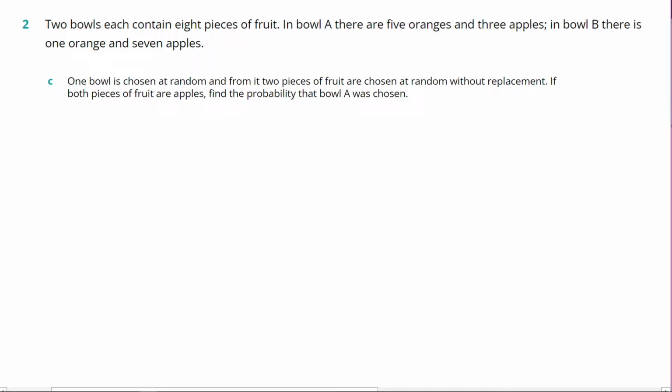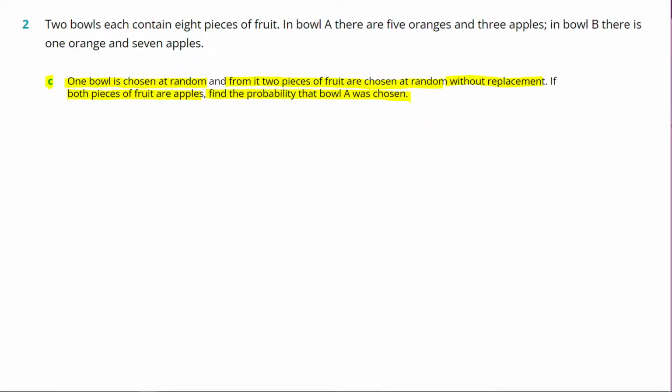Welcome. So we're going to answer this question before us. It is part C, so make sure you watch part A and B first. One bowl is chosen at random. From it, two pieces of fruit are chosen at random without replacement. If both pieces of fruit are apples, find the probability that bowl A was chosen.